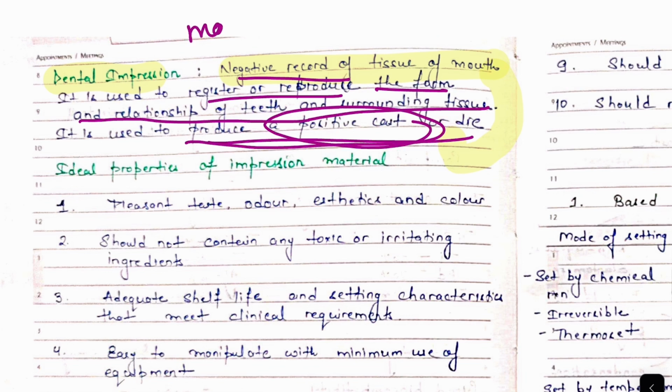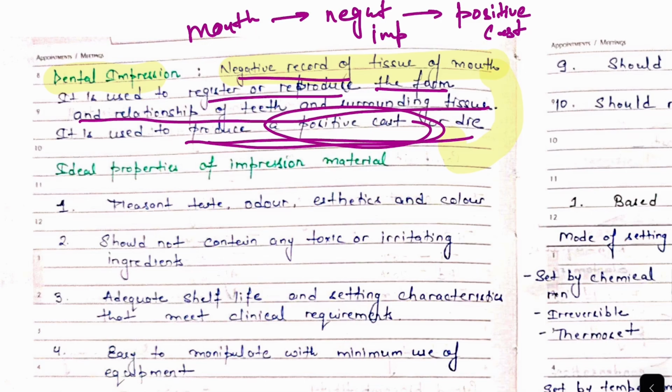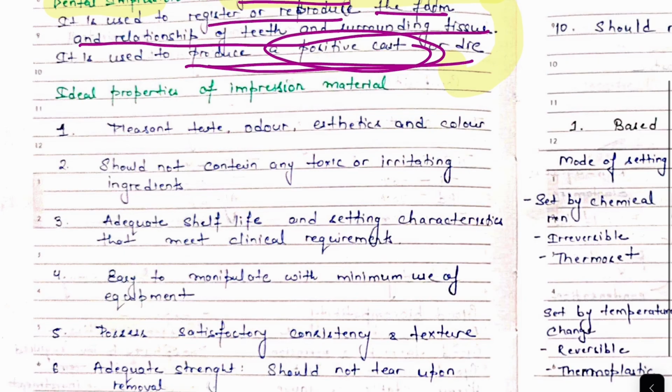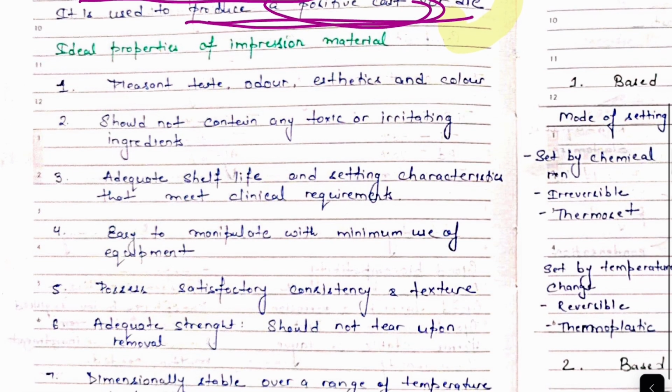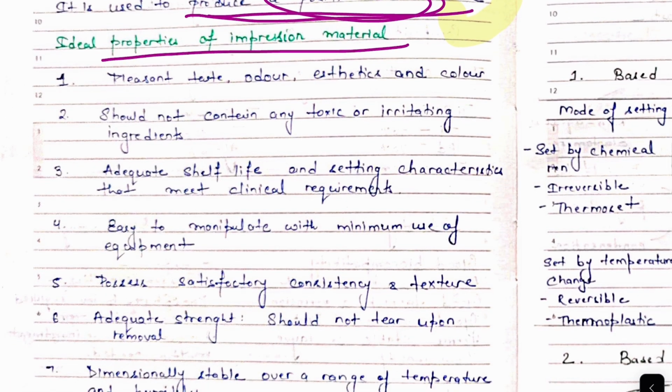So your mouth is there, and then we have a negative replica, that is your impression, and then we form a positive cast out of it. Okay, so we pour gypsum in our impression and we form a positive cast out of it. So this is the whole explanation of the definition. Okay, so talking about the ideal properties of impression materials, what properties do we want when we have an impression material? Okay, ideal properties that are required.